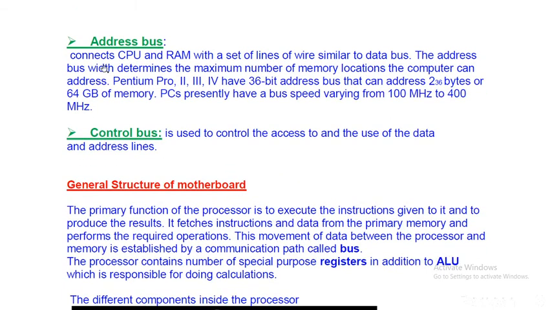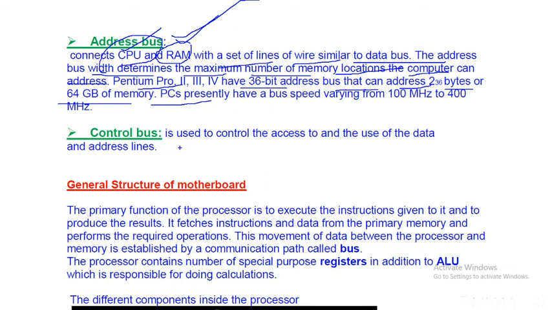Okay, this is data bus. What do we mean by address bus? It connects CPU and RAM with a set of lines of wire, similar to a data bus. The address bus width determines the maximum number of memory locations the computer can address. Pentium Pro, 2, 3, 4 have a 36-bit address bus that can address 2 to the power 36 bytes, or 64 GB of memory.